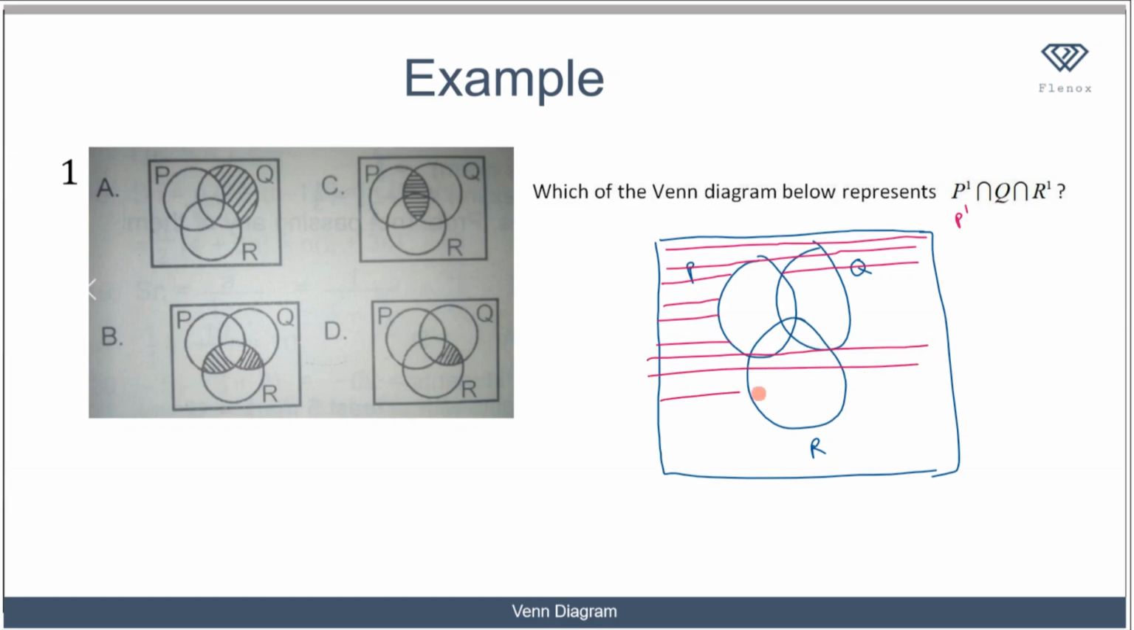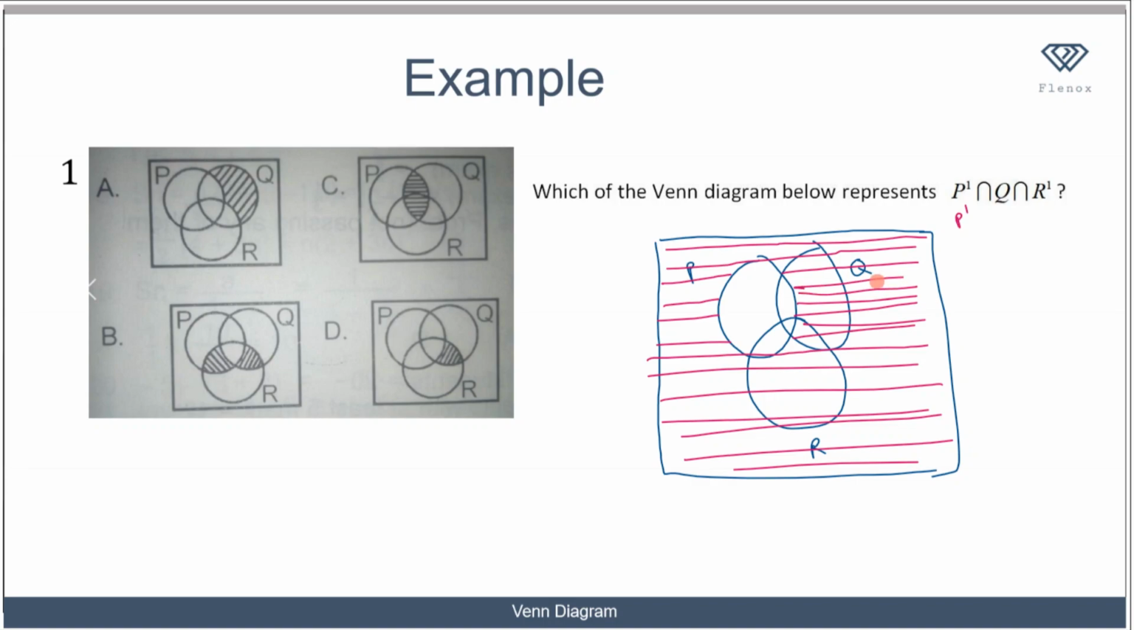So let me try to be fast about that. So you have this. And if you will notice very well, I shaded everywhere in the universal set apart from the inside of P. So that is the complement of P, everywhere apart from the inside of P.